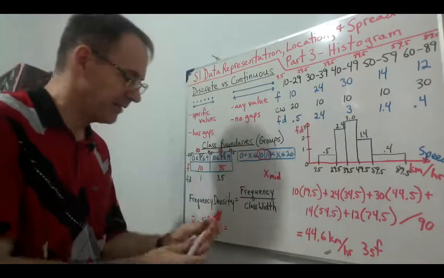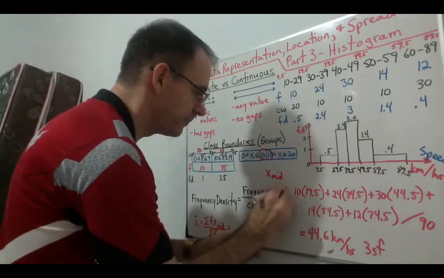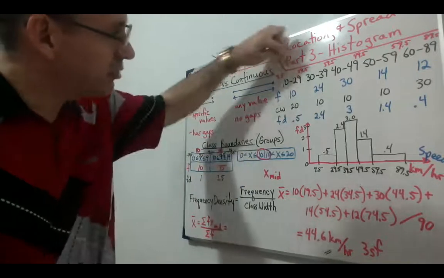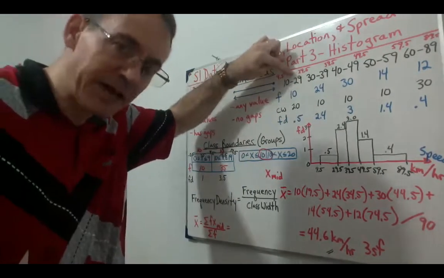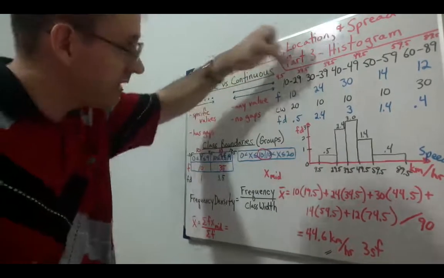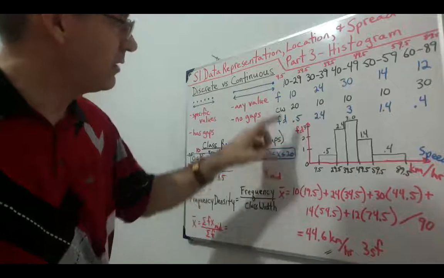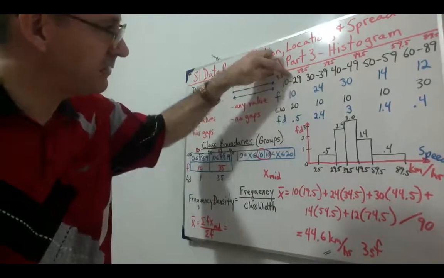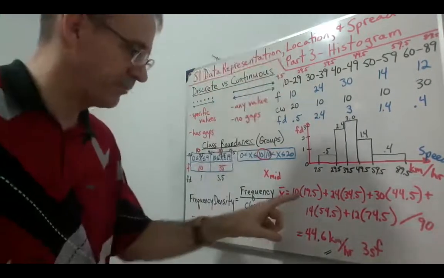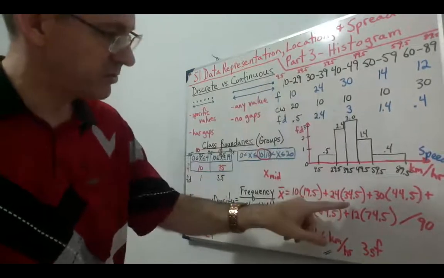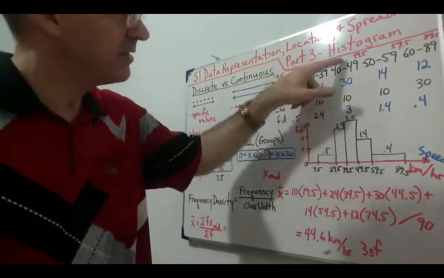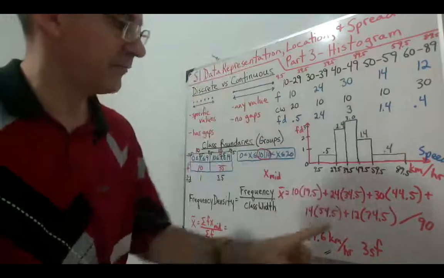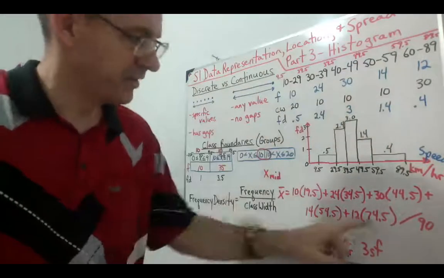Then to find the mean, you need the mid-class value. To find the mid-class value, you add the boundaries together and divide by 2. So it's the middle. Add them together, divide by 2. So we get a frequency of 10 times the mid-class value of 19.5. 19.5 is halfway between 9.5 and 29.5, plus 24 times 34.5, plus 30 times 44.5, plus 14 times 54.5, plus 12 times 74.5.